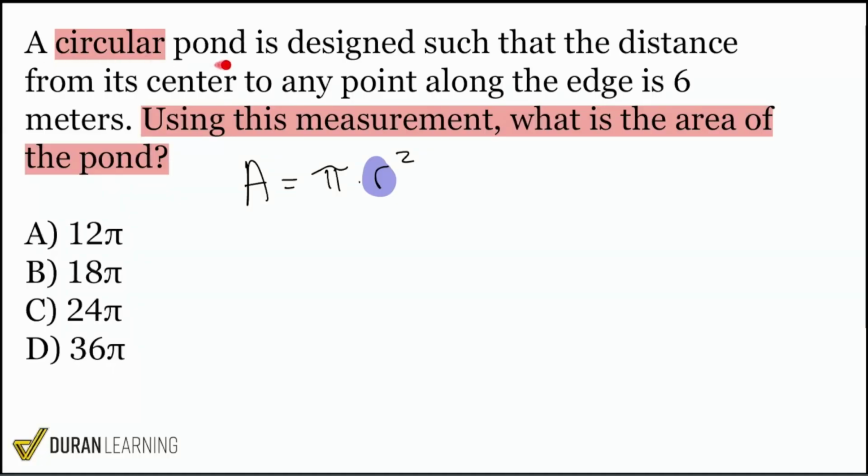A circular pond is designed such that the distance from its center to any point along the edge is 6 meters. Everybody, let's interpret that again. So if we're talking about a circle, a circular pond in this case, and we're told that the distance from the center to any point along the edge is 6 meters, what did we just describe? Exactly. We just described that radius. So we know we are definitely good to go.